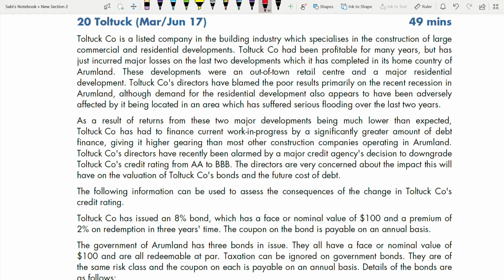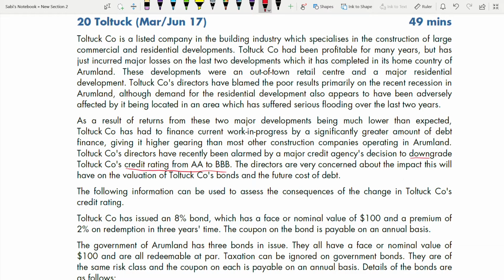As a result of the returns from these two major developments being much lower than expected, Toltec has had to finance the current work in progress by a significantly greater amount of debt. How are they financing? By debt finance, giving it a higher gearing than most other construction companies operating in Ireland. Toltec directors have recently been alarmed by a major credit agency's decision to downgrade Toltec's credit rating from AA to BBB.